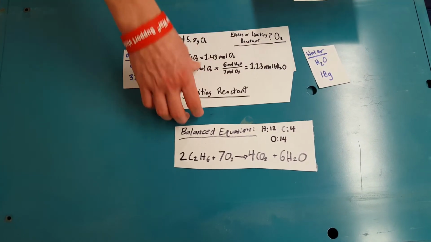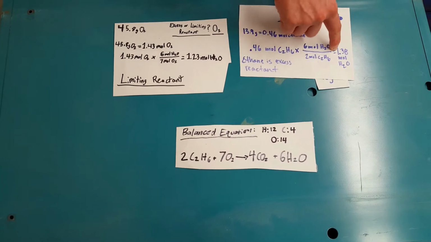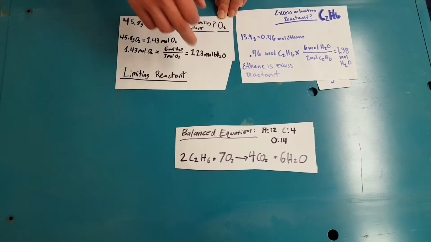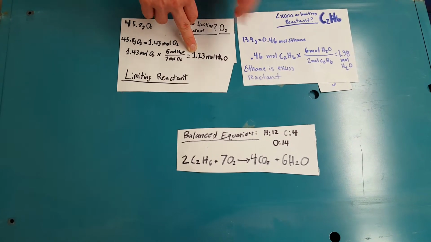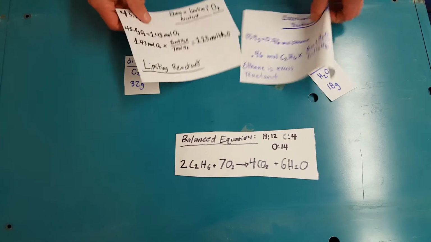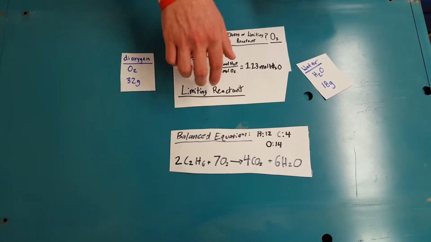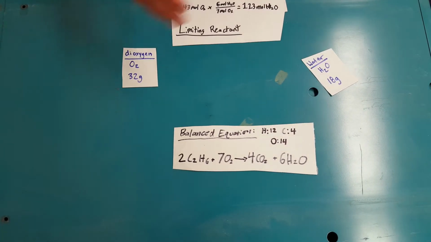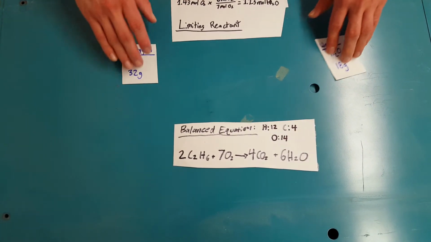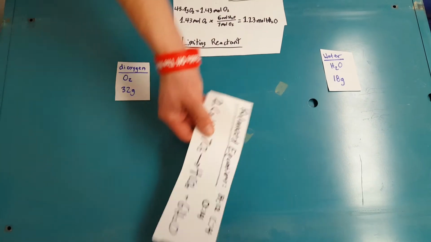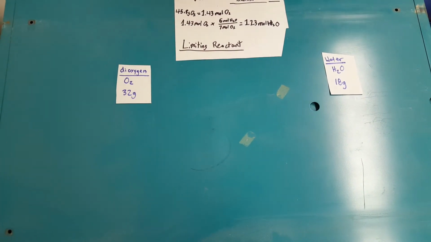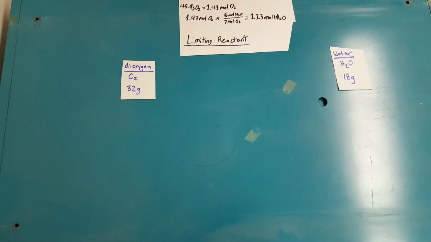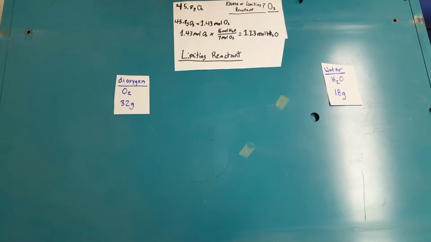Remember that with ethanol, we got 1.38 moles of water. Because dioxygen produced the lesser amount of moles of water, we can understand that dioxygen is in fact the limiting reactant. So now that we understand that dioxygen produces 1.23 moles of water, we have to find out the theoretical yield in grams, because you can't state the theoretical yield in moles.